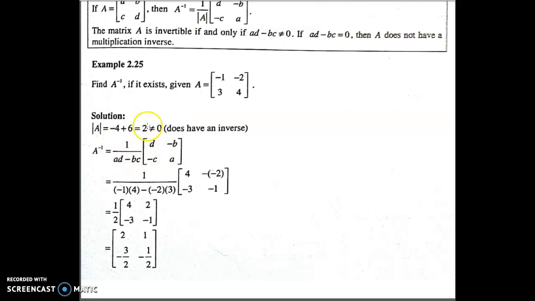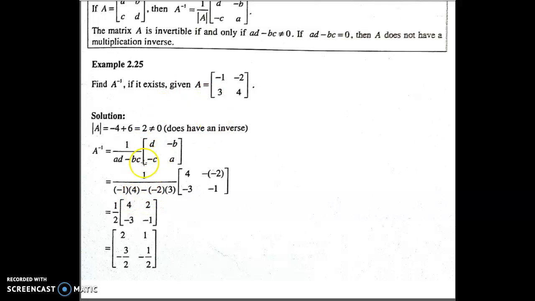This formula. For this one, we don't need to really calculate it again. We know that we already calculated it here. So we just simply input 2, because it is the determinant, and we input everything here. So we have D, -B, -C, and A. So just input everything. Okay.